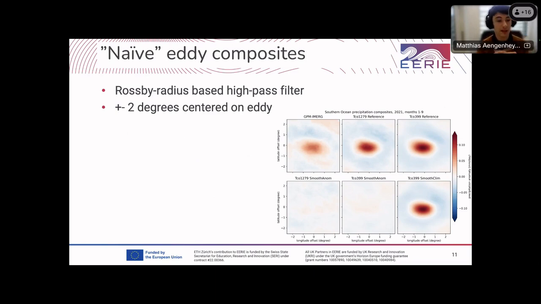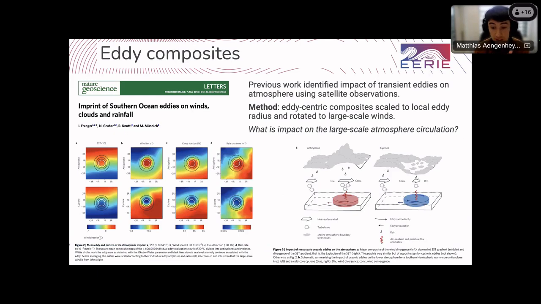Notably, when we looked at previous studies on the impact of eddies on the atmosphere, on eddy ocean atmosphere interactions, what people often did is they scaled and or rotated the eddies. For example, this study by Frenger 2013, which has inspired us quite a lot, had these beautiful composites of eddies in the actual field, so not in the high-pass filtered anomalies, where they were all scaled and rotated in eddy radius space with the wind coming from the left. This gives a quite clear indication in physical space of what a typical eddy could look like.